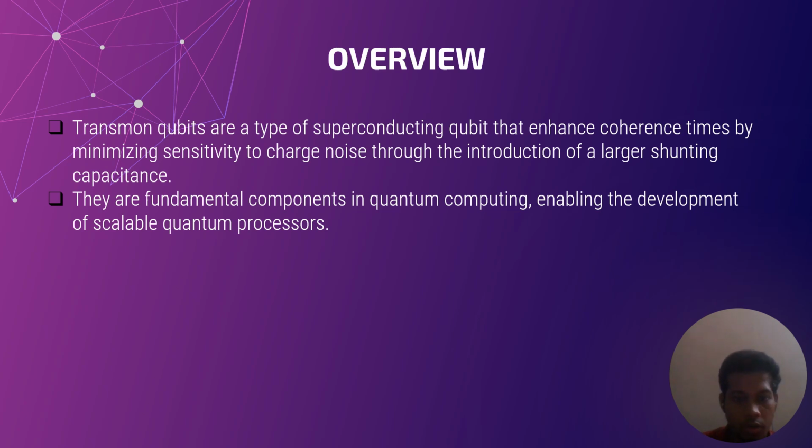So this is the first overview of what Transmon qubits actually are. As we know, Transmon qubits are a type of superconducting qubit designed to reduce sensitivity to charge noise, thereby enhancing coherence times. They are fundamental components in quantum computing, enabling the development of scalable quantum processors. In this presentation, I'll delve into the simulation of Transmon qubits, focusing on their mathematical modeling, energy spectrum analysis, and the impact of noise on their behavior.